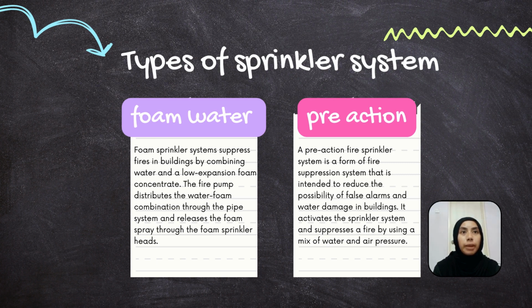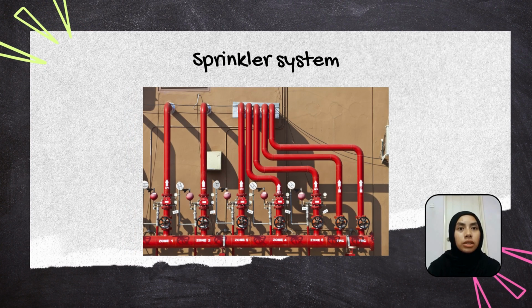The system is made up of a network of pipes that are linked to a water supply and have fire sprinkler heads installed at strategic locations. The pipes are packed with pressurized air, which prevents water from flowing from the fire sprinkler heads. When a fire is detected, the air pressure is released and water is sent to the sprinkler heads to extinguish. This picture shows the fire sprinkler system piping, which is part of the fire sprinkler system.